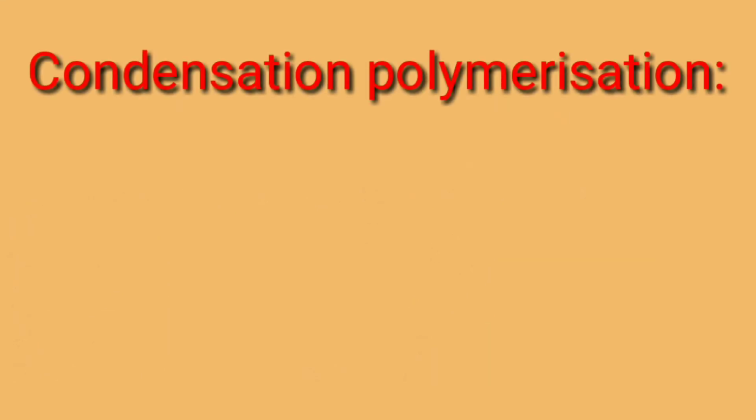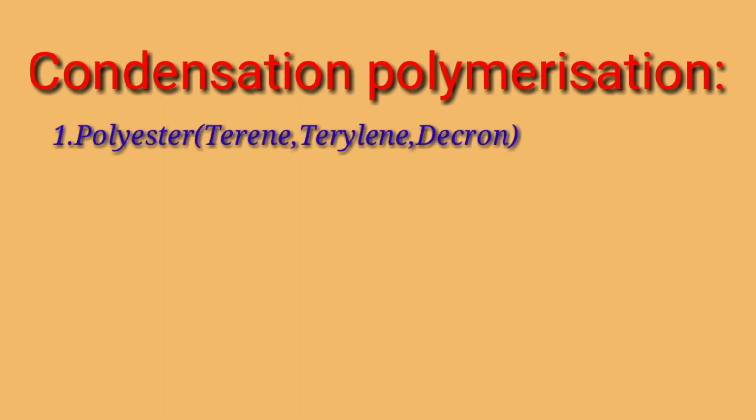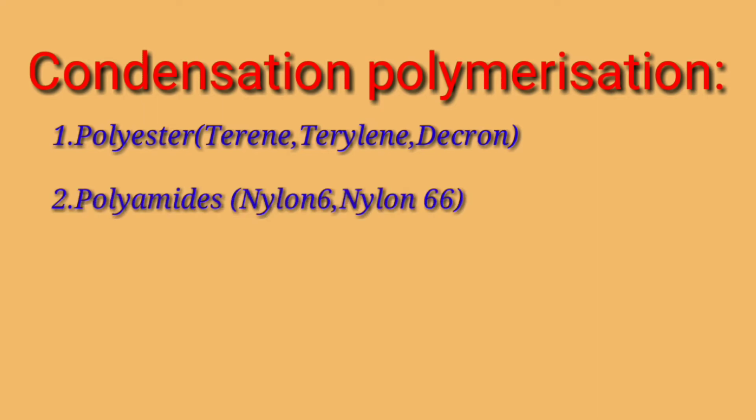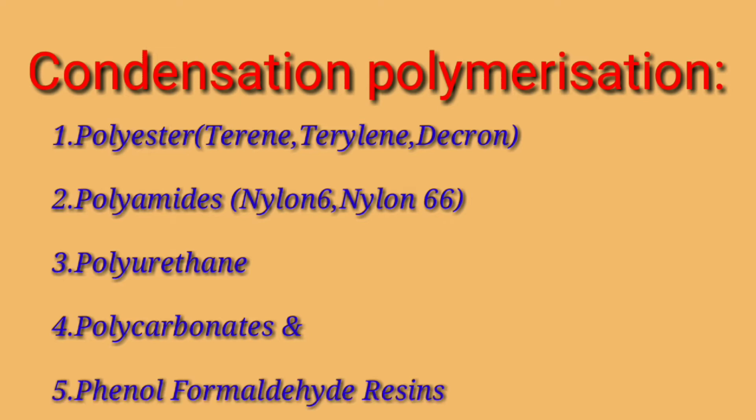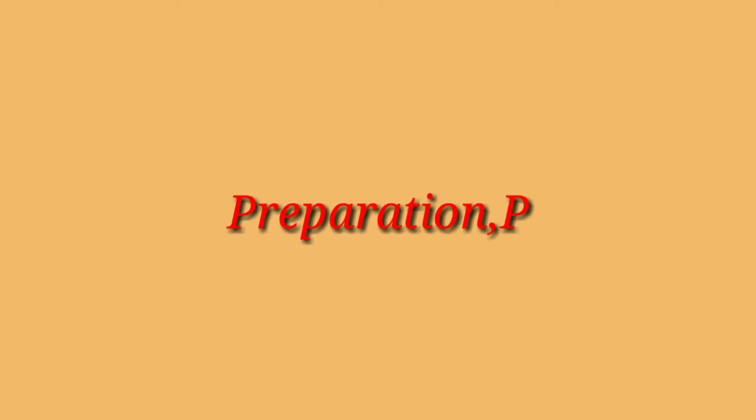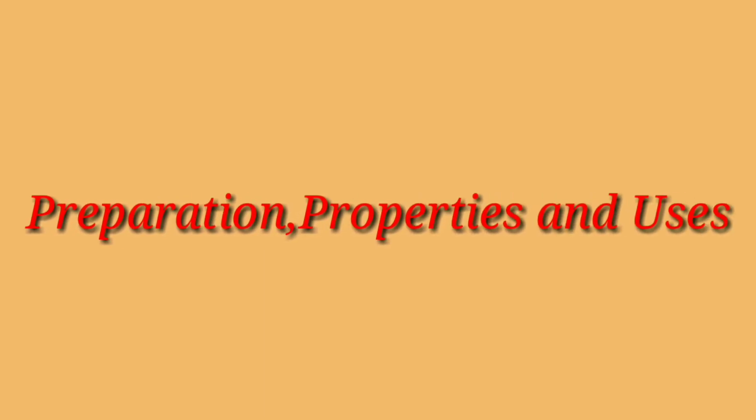Condensation polymerization can be further classified into the following categories. First is polyester, which is also called terylene, terene or dacron. Second, polyamides, which include nylon 6 and nylon 6,6. Third is polyurethane. Fourth is polycarbonates and fifth is phenol formaldehyde resin. So we need to discuss its preparation, properties and uses.